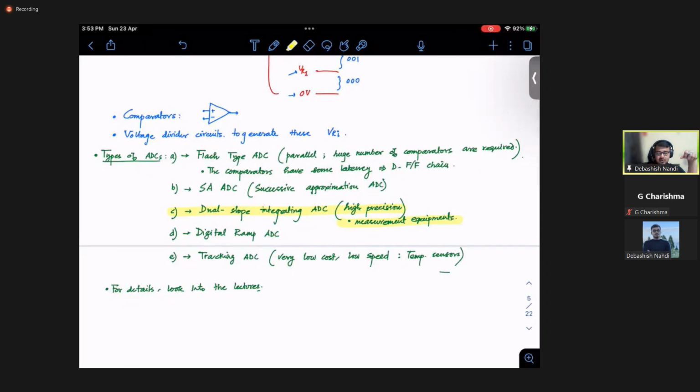Then we have discussed digital ramp ADCs. Actually, we have not discussed it, we have just named it. Then we have named the tracking ADC. Tracking ADCs are generally of very low cost and low speed. So for slow processes, suppose your temperature sensors or your strain gauge system, you can use this type of tracking ADC. Why spend more when the tracking ADC can do the job?